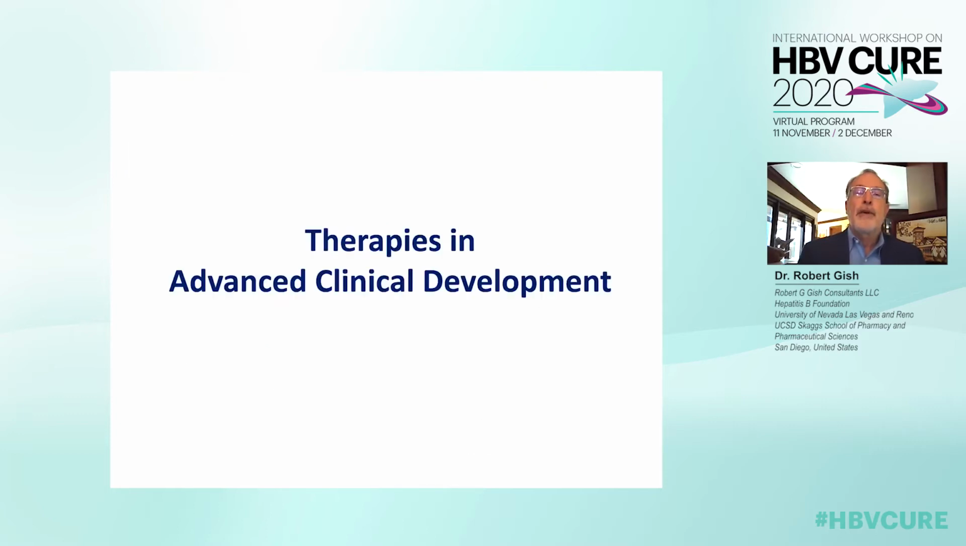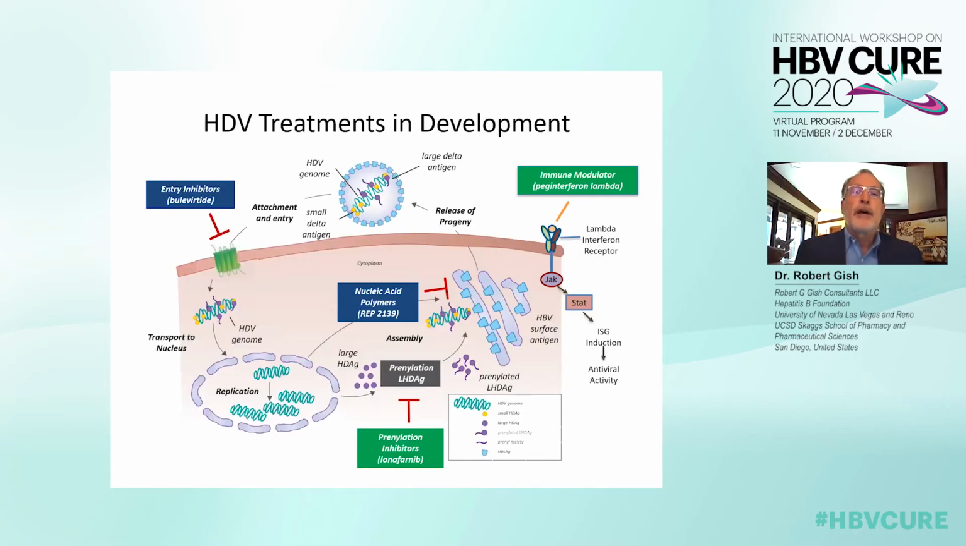Let's now talk about therapies in advanced clinical development. This diagram highlights Bulevirtide, an entry inhibitor, prenylation inhibitors, specifically Lonafarnib, nucleic acid polymers for inhibiting packaging and release, an immune modulator, Pegylated interferon lambda, that attaches to the lambda interferon receptor and stimulates downstream JAK, STAT, and interferon induction pathways.